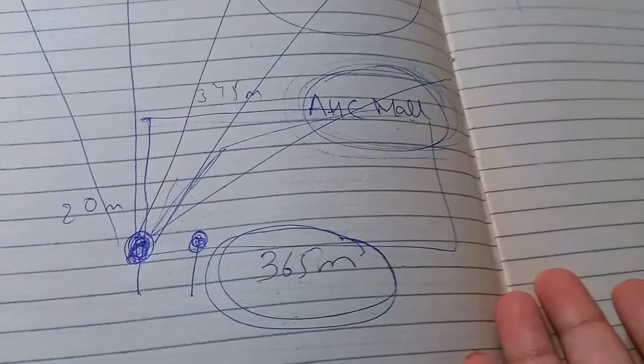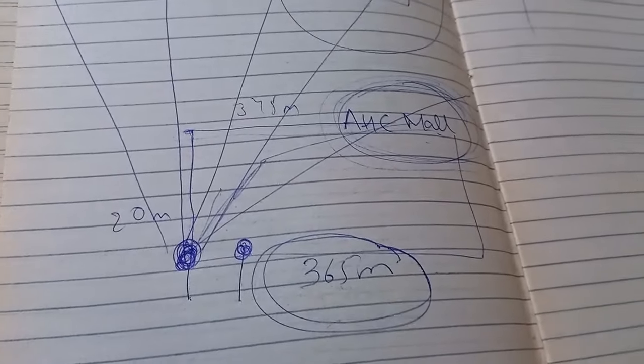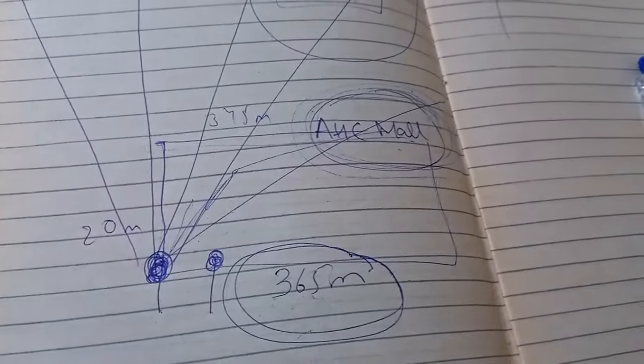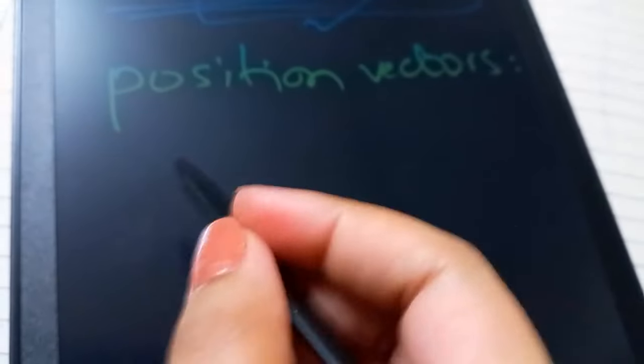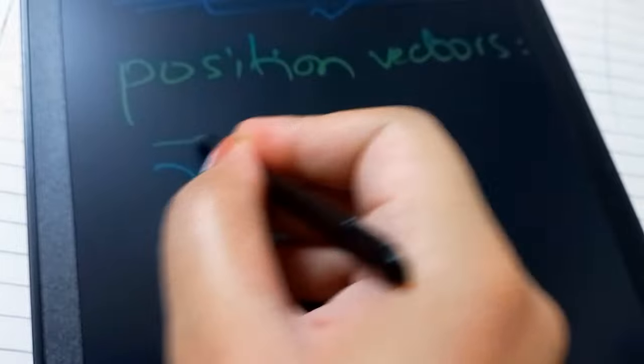For example, location, or we can say the position of something, position vector. That is how we know about position vectors. Position vectors are really important. So we have position vectors here, and we represent position vectors by the r symbol.